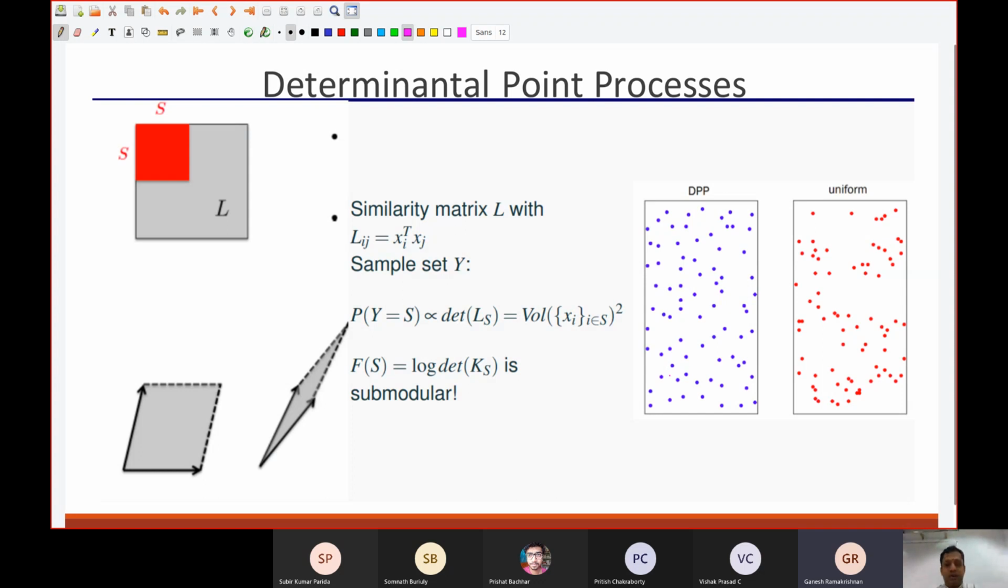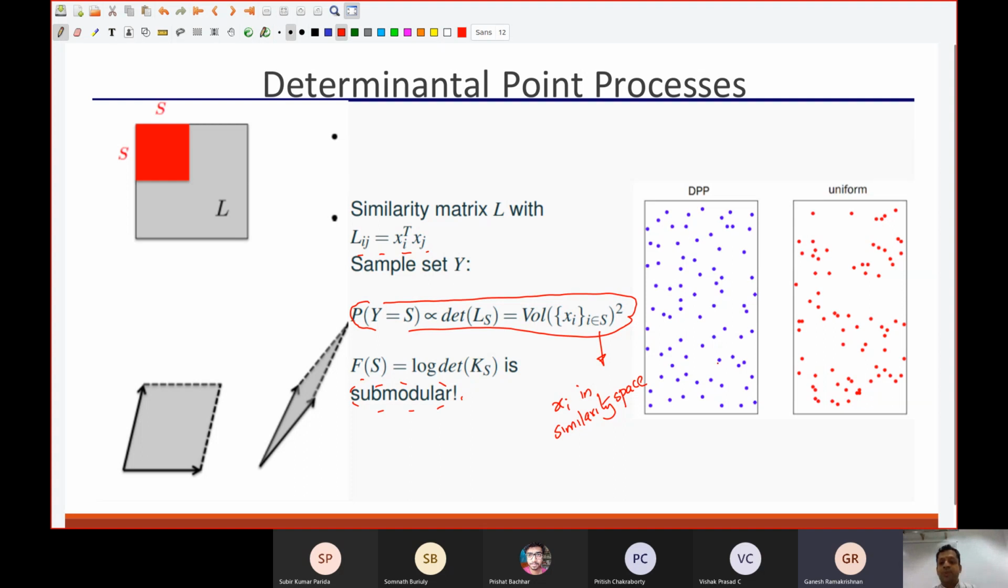Okay, so this is what I was talking about. You can actually come up with a probability distribution. P of Y being a subset S is proportional to the determinant of this matrix L_S. And that's basically the volume of all the x_i's in the similarity space. And this is submodular, for reasons we already saw. So you can define this similarity matrix and compute the similarity.